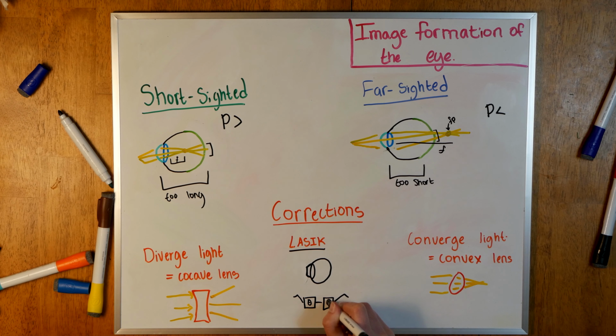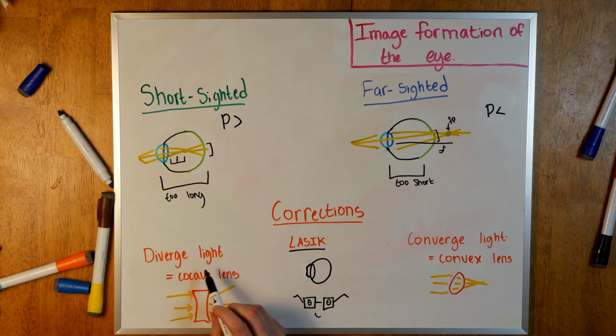Here's a little eyeball. Whoops, anyway. So if you are farsighted, you will want a converging lens because you need to converge light to kind of help out your lens because it's not powerful enough. And that will be a convex lens. Here you can see the light is converging.